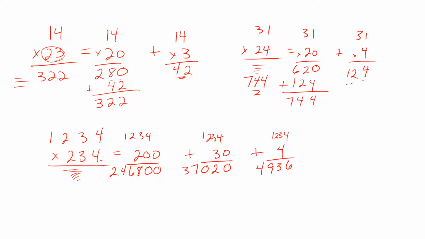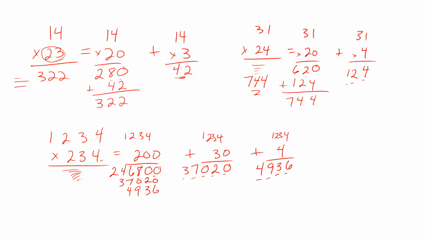Now I just have to add these up, and here again, I have to be careful that they line up. In this number I have 1, 2, 3, 4, 5 digits, so I'm going to go 1, 2, 3, 4, 5, and I'm going to put the 3, 7 under those. And this number has 4 digits, so I'm going to start right under the 7. So that's the 4, 9, 3, 6.